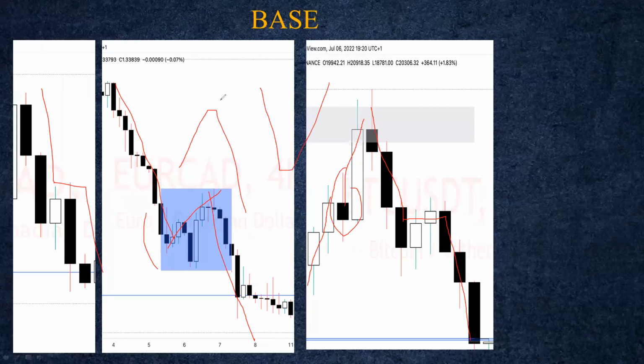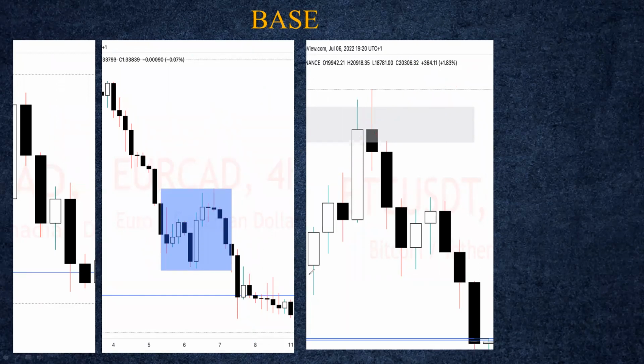Usually drop base rally and rally base drop are found at a turning point of the market. For instance, if the market is in an uptrend, it's moving up like this and changes. At the top here, we are going to find a base. So it's going to be a rally, a base, and a drop, for instance, like we have here. So we have a rally, a base, and a drop.